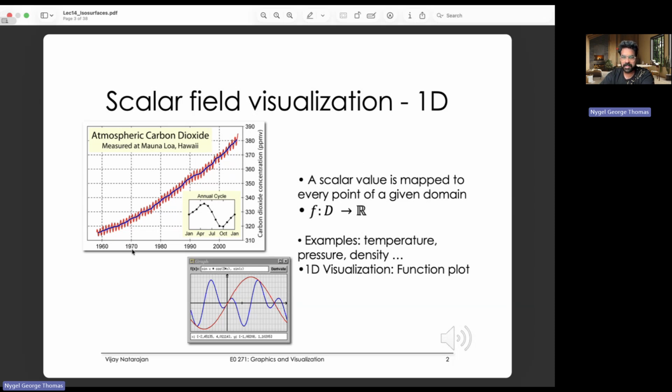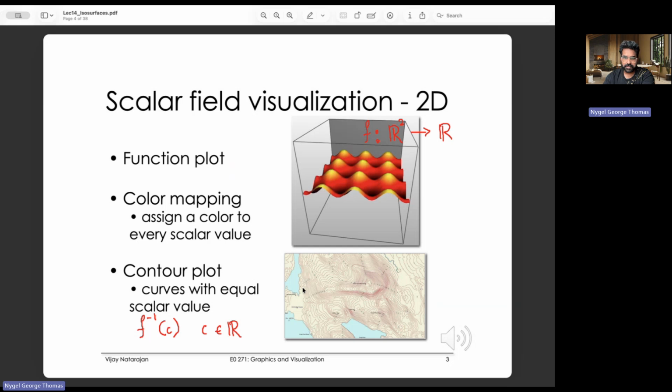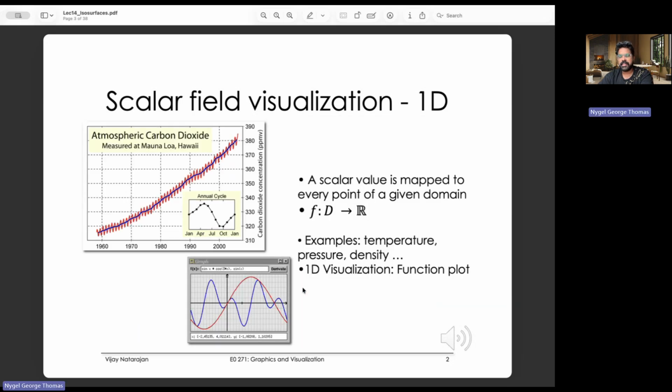So we are familiar with function plots. What we do is we have samples of the data points, and correspondingly, according to a particular data domain point, we have the corresponding real value. And these values could be connected by piecewise linear functions or even curves.